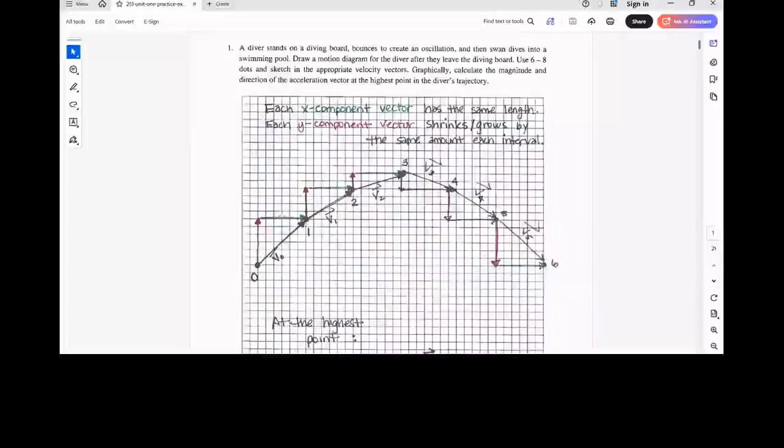But I've color-coded so that the horizontal velocity vectors do not change their length at all. The vertical ones shrink or grow by the same amount each interval. So v0y here, starting at time 0, is 6 blocks high. I arbitrarily chose to just subtract 2 blocks off for each interval, and then I needed to add 2 blocks once I got past the apex of the diver's motion.